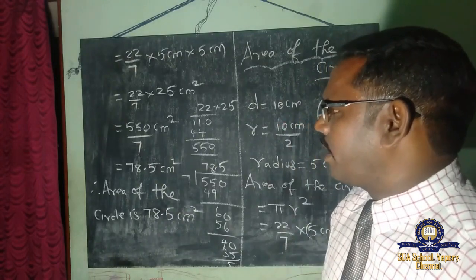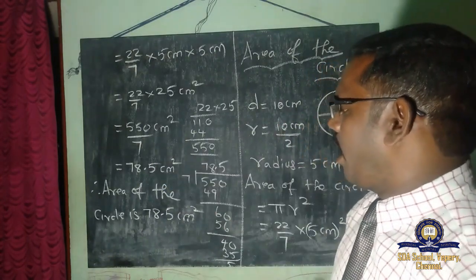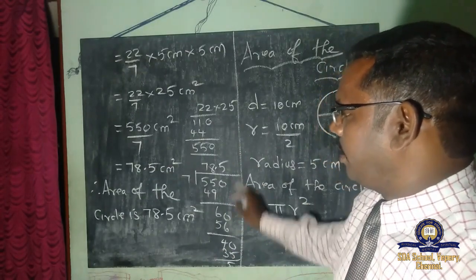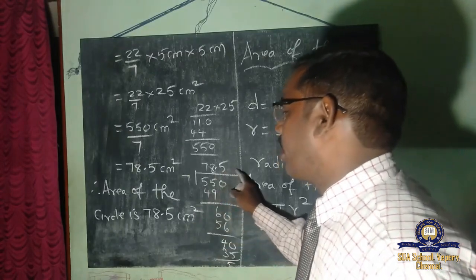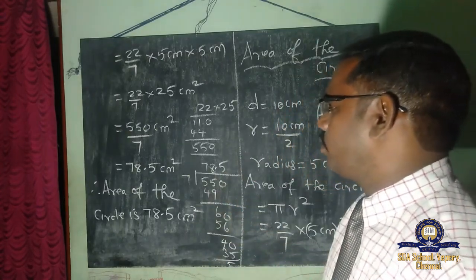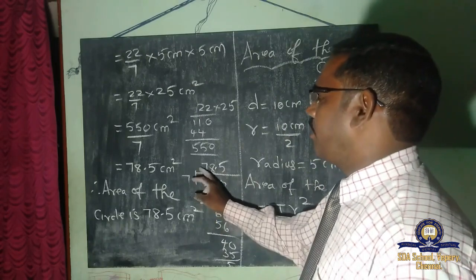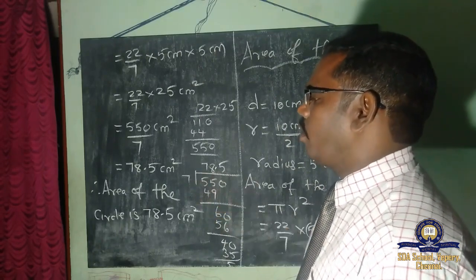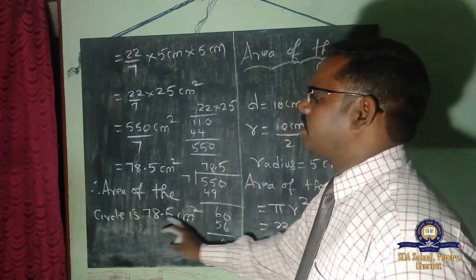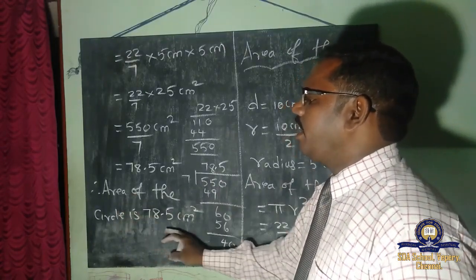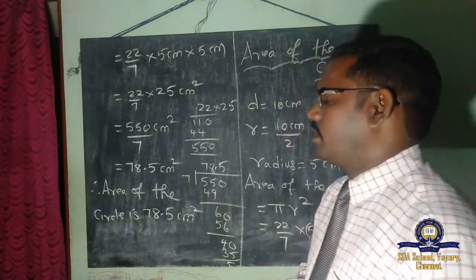So what will happen when I divide 550 by 7? I have done the rough work, you see, like this. You need not find out the answer more than 1 decimal. It will proceed, but you need not do it. Only 1 decimal is enough. So my answer is 78.5. So we come to the conclusion now. The area of the circle is 78.5 centimeters the whole square, isn't it?